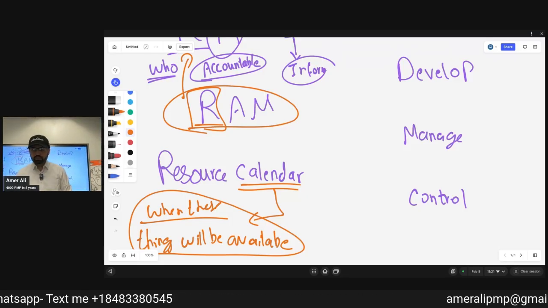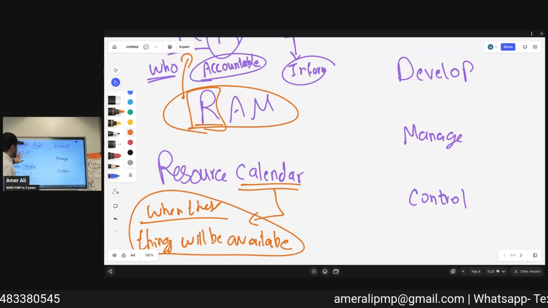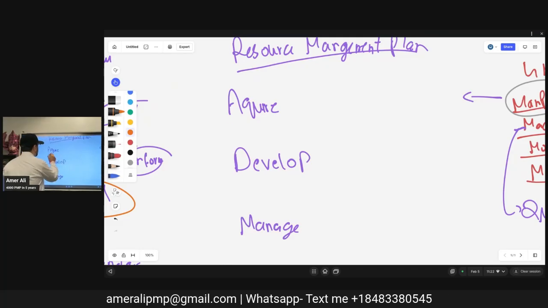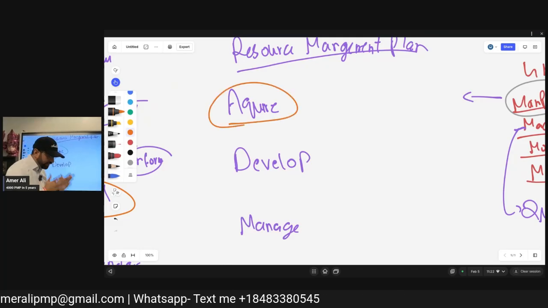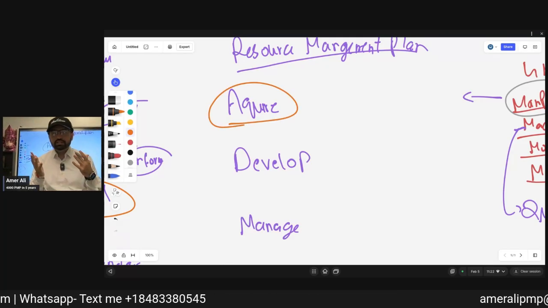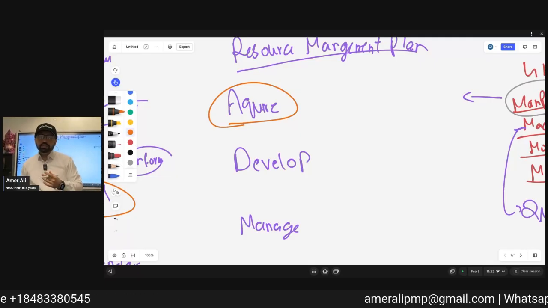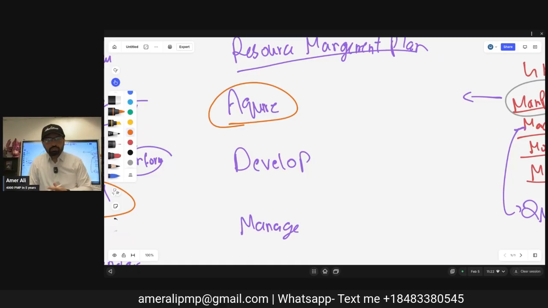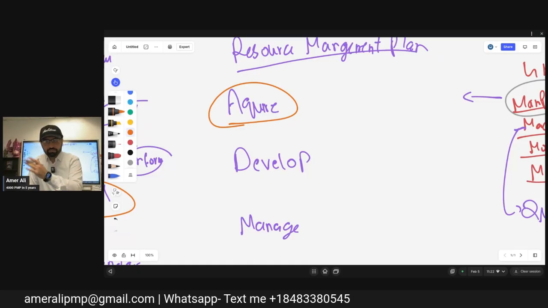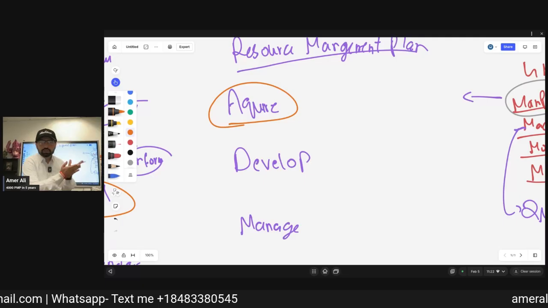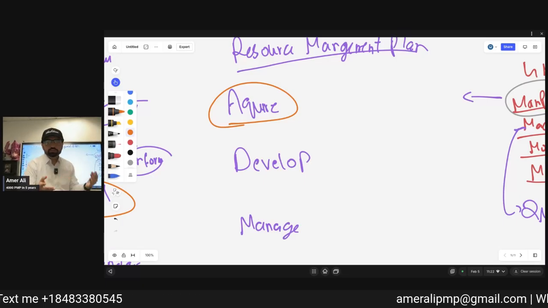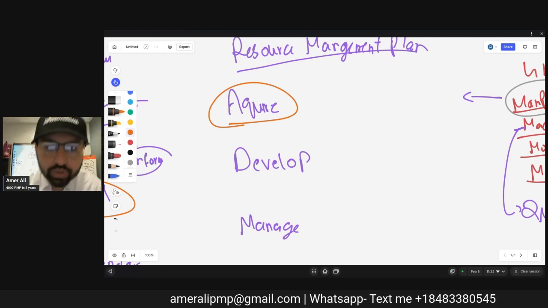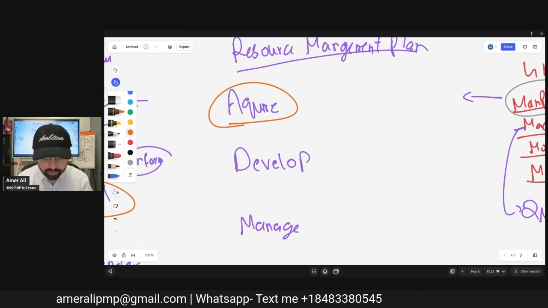Clear, clear, clear. Thank you very much. Now we go back to our resource management plan. How do you acquire the resources? This is a very interesting thing which many people just miss. RAM is the responsibility assignment matrix. It tells who is responsible for a certain thing, who at the end of the day will be there. Is it clear to you?